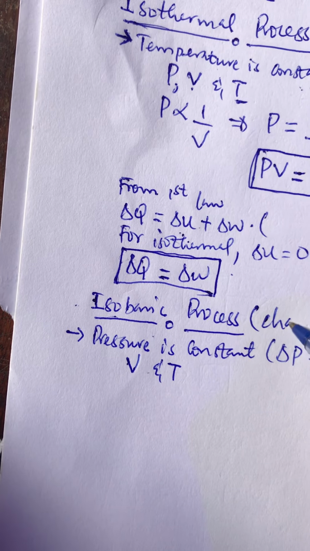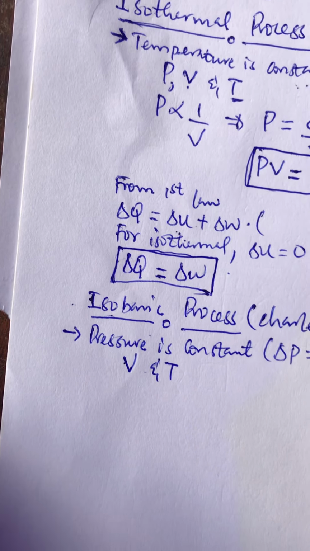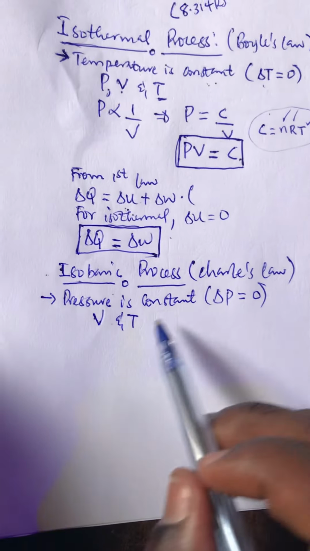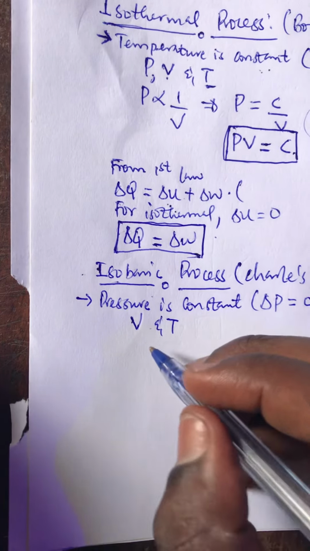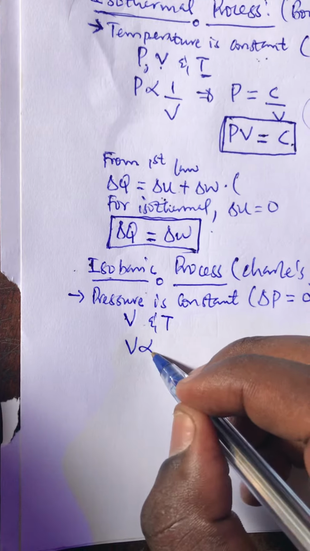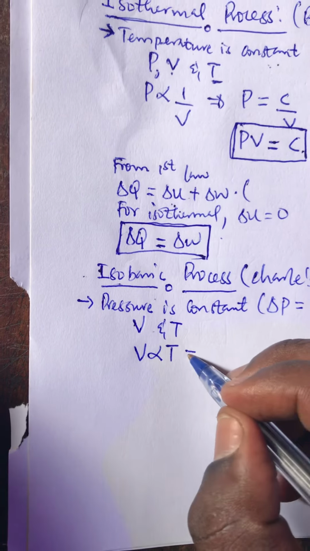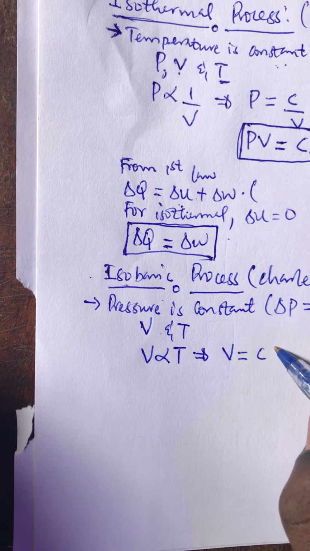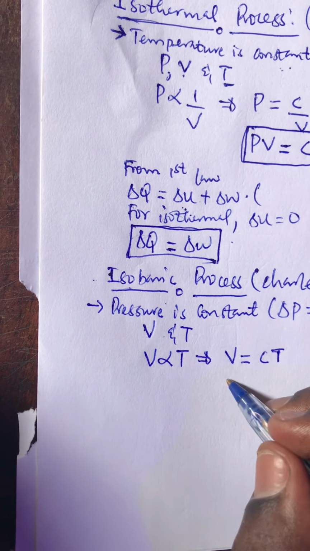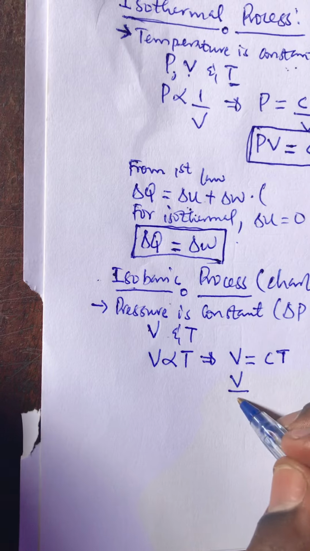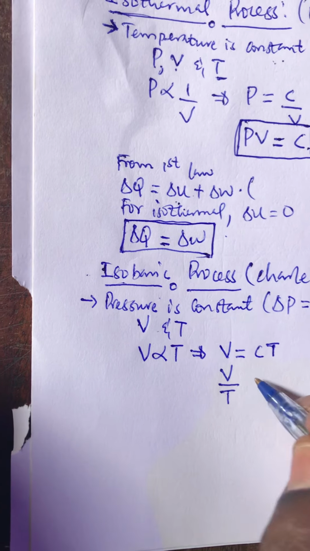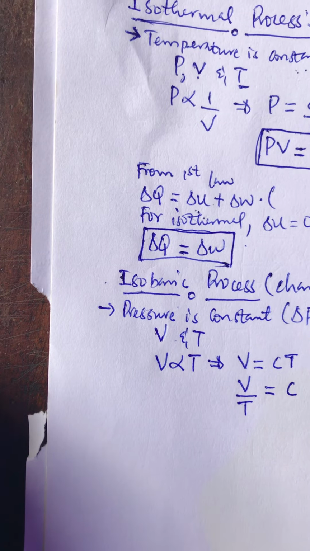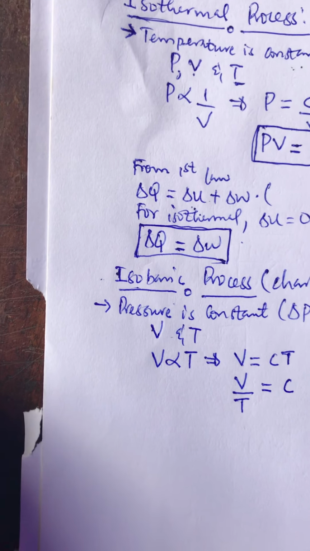Charles's law. So under Charles's law, volume is varying with what? Temperature, and they are proportional. So volume is proportional to temperature. So this implies that volume is equal to CT. That means volume over temperature is equal to what? A constant.